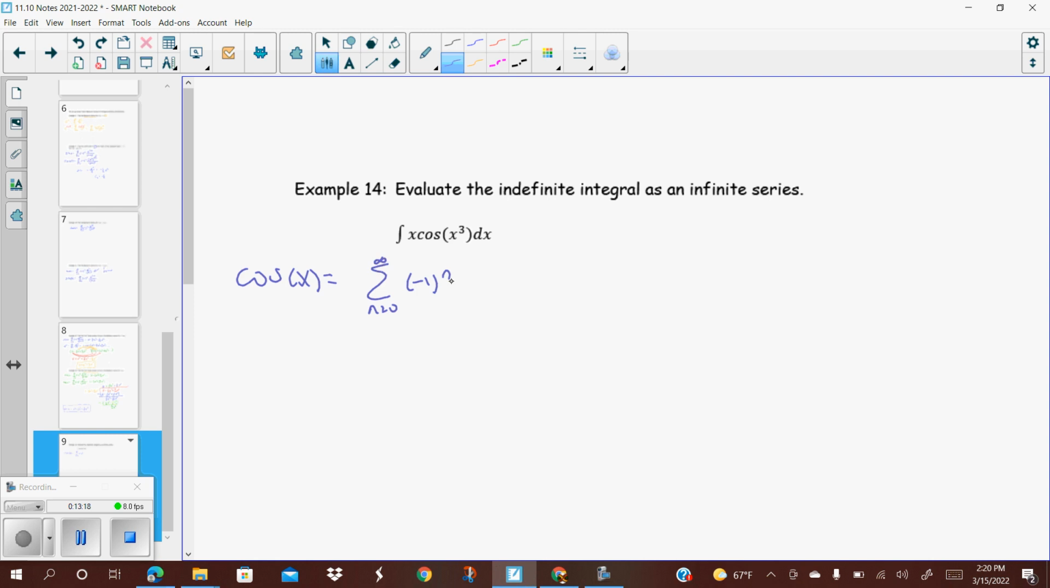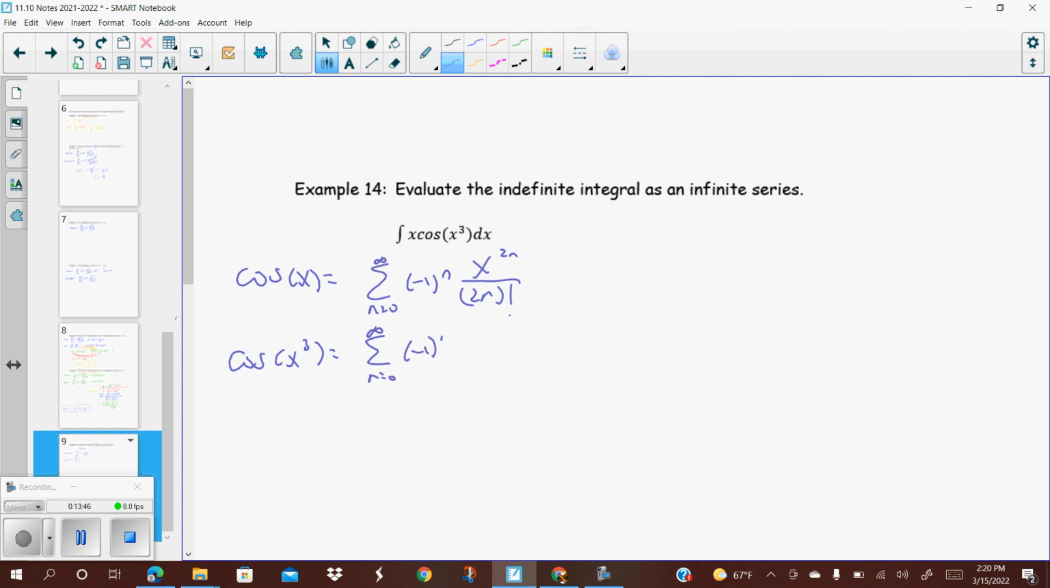Okay, that is the series. N goes from 0 to infinity, negative 1 to the n, x to the 2n over 2n factorial. Okay, but we want cosine of x cubed. So let's go ahead and substitute in for x, x cubed.